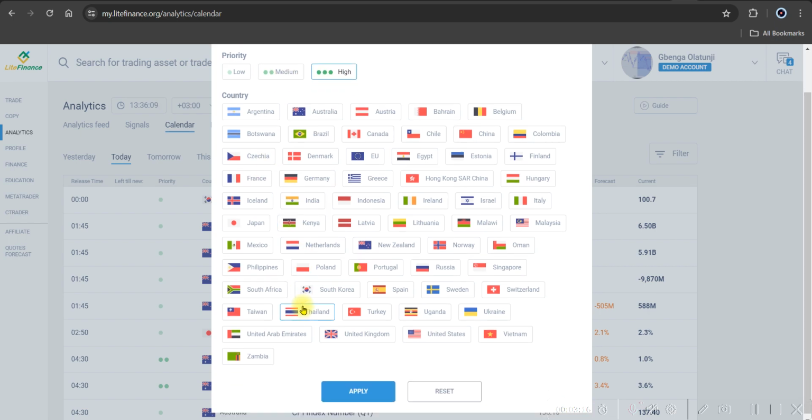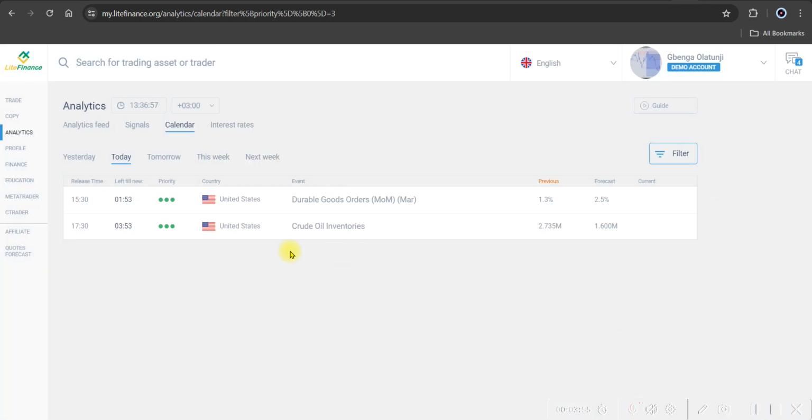If probably the only thing you trade is the US dollar, you can select United States. But the best way is to leave the country, don't select any, pick the high impact, and click on apply. It's going to apply the setting such that it takes away those with one priority and two priority, and we are left with only the ones with the highest priority, which is three. So there we have it.